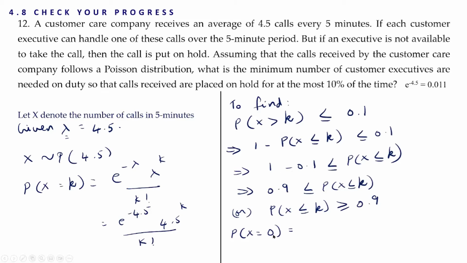Now the probability of X equal to 0 is e raised to minus 4.5, 4.5 raised to 0 upon 0 factorial. E raised to minus 4.5 is given as 0.011. So we have to substitute one by one for different values of k, and check where we get the value of k such that the probability of X less than or equal to k is more than or equal to 0.9.